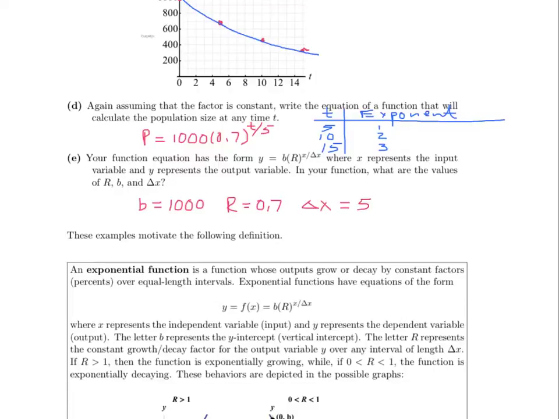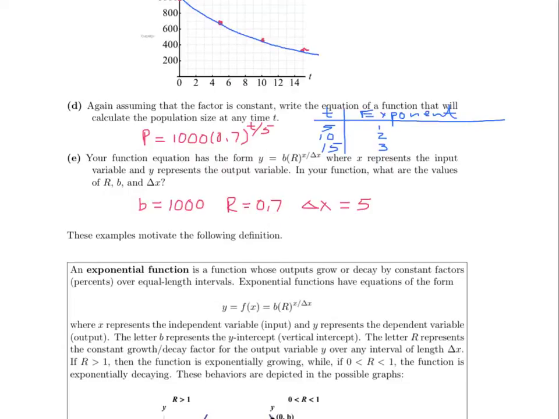So, once again, the b value represents the initial amount of something, in this case individuals. The r is your factor. In the last example, r was a growth factor. In this example, r was a decay factor. The delta x represents the time period required to grow or decay by our factor r. In this case, decay by 70%.